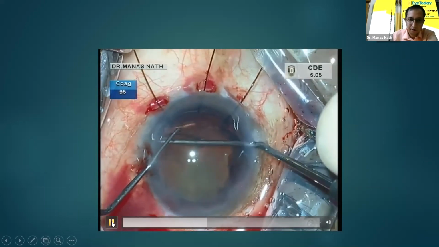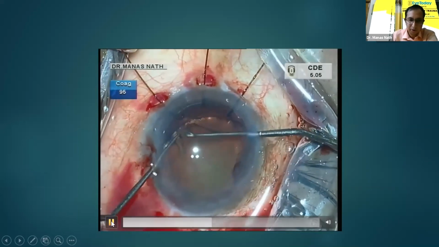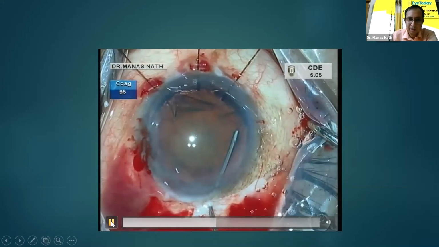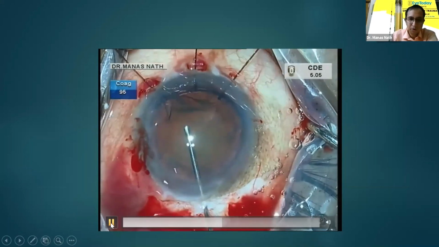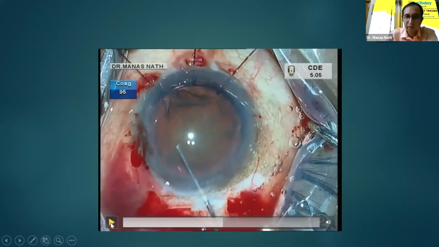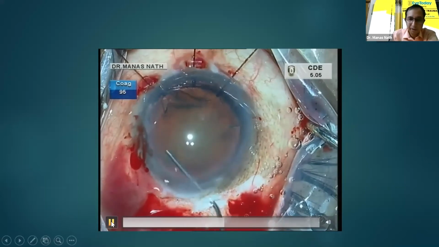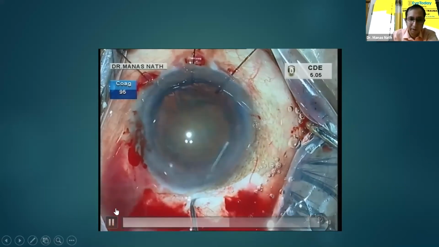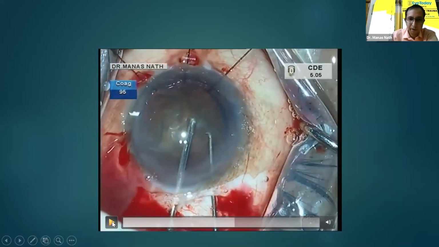Next I'll be doing gentle hydrodissection and delineation. Delineation will reduce the size of the endonucleus, which can be brought out by the bimanual technique. So in the bimanual technique, we need two instruments. You can see that a Sinskey hook is in one hand, and in the other hand I am using a cyclodialysis spatula.